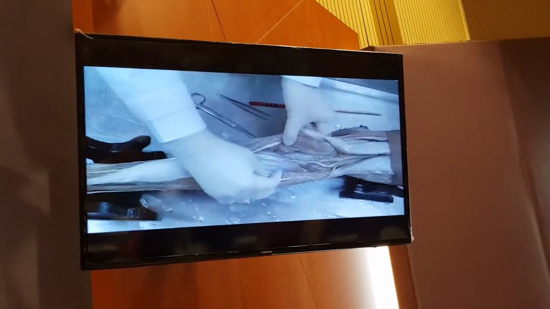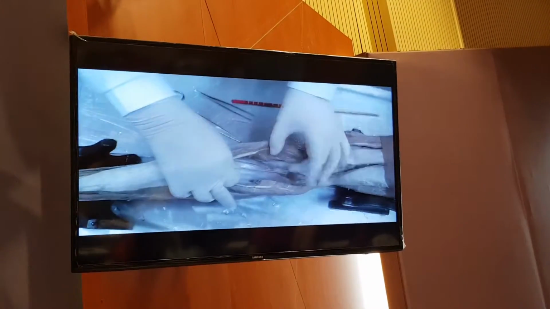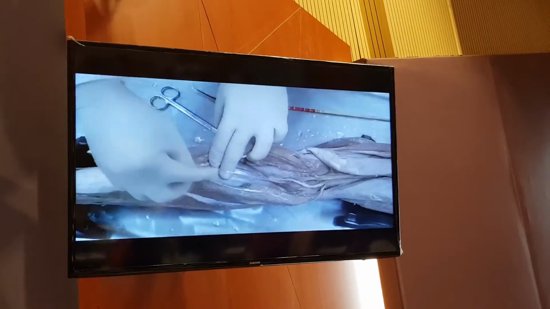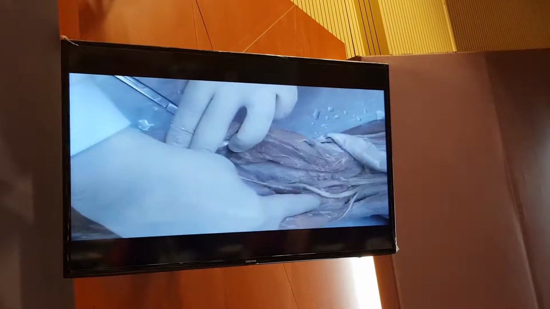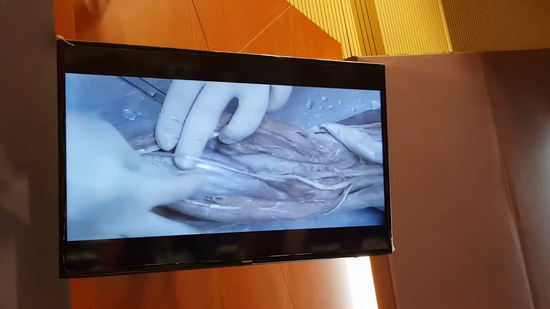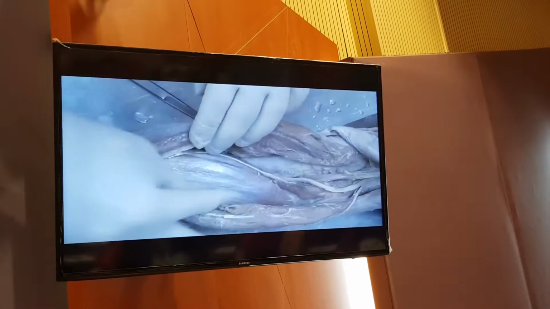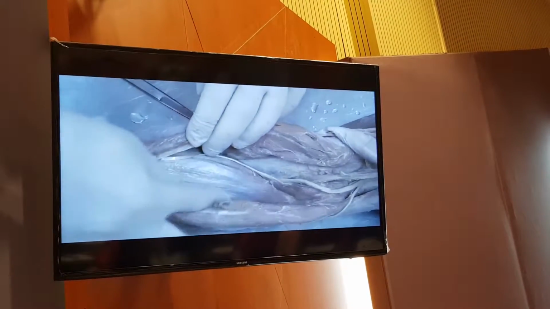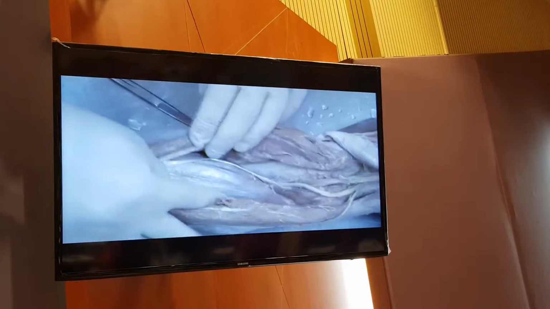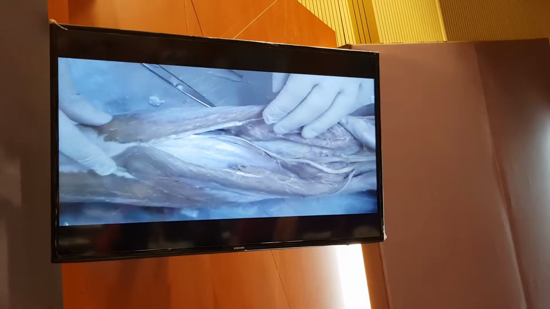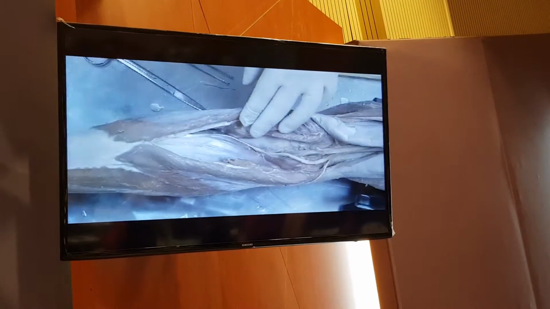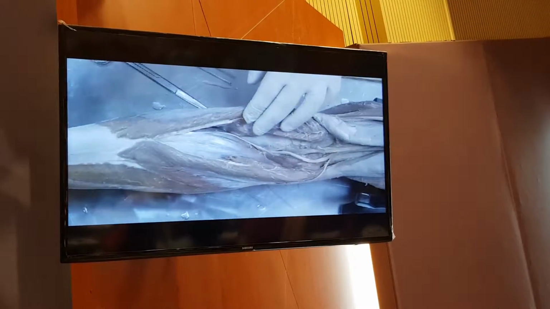Deep to that one is your plantaris muscle. Look here, this is the plantaris tendon, and this is the plantaris muscle. Okay, deep to that one is your soleus muscle. The soleus muscle is here. So this is the superficial group of the posterior compartment. In the deep group, I have already mentioned 4 muscles are there.